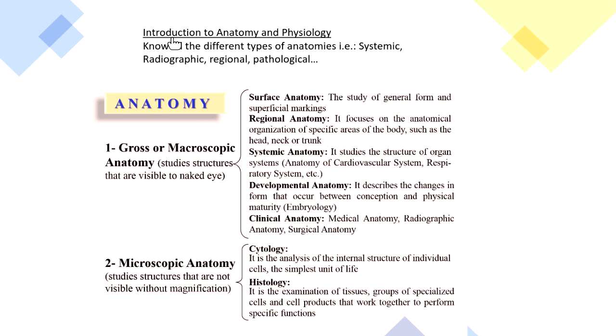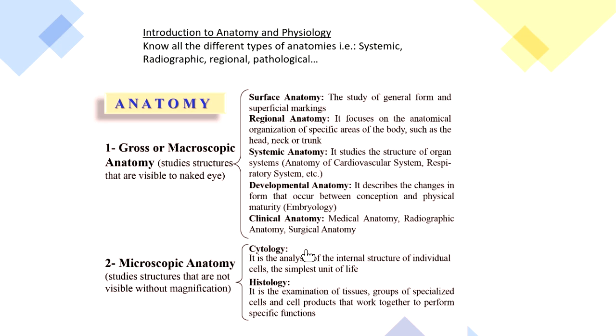Now, you guys are going to need to know the different types of anatomies. There's the surface anatomy, which is the study of the general form and the superficial markings. You have regional anatomy, which focuses on anatomical organization. Then we have systemic anatomy, which studies the systems, the cardiovascular, respiratory. Then we have developmental anatomy, which describes the form changes that occur between conception and physical maturity. And then you have clinical anatomy, so medical, radiographic, etc.